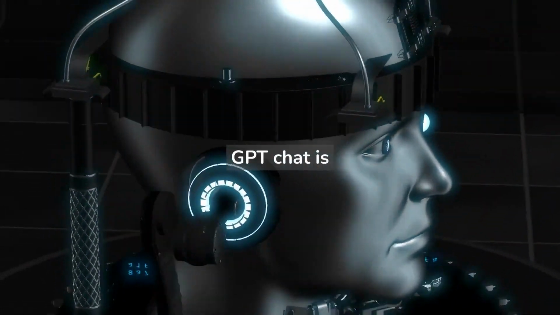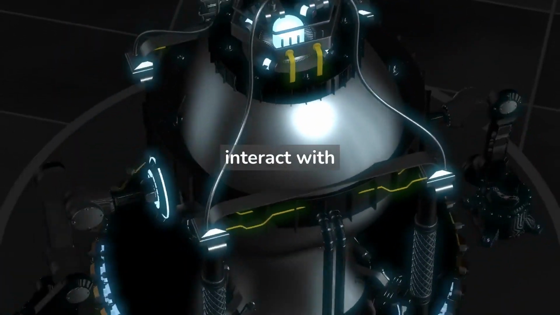Discover what GPT Chat is and how it can revolutionize the way you interact with chatbots.